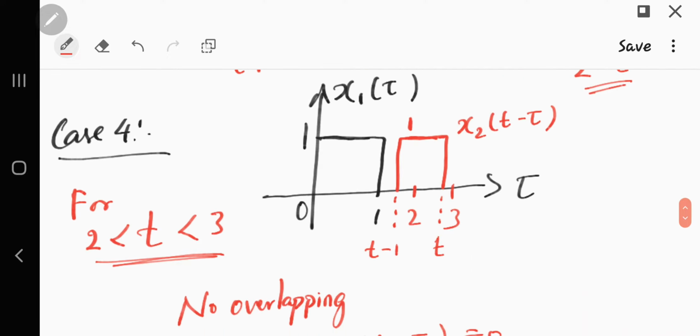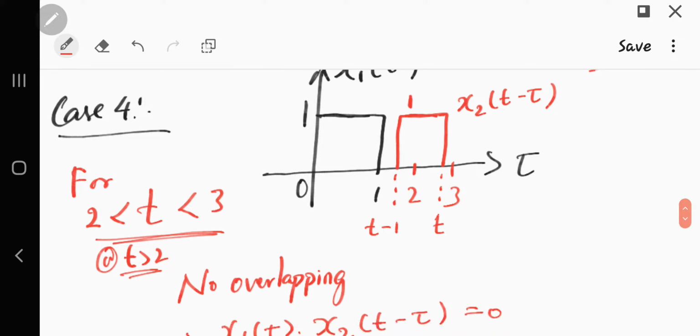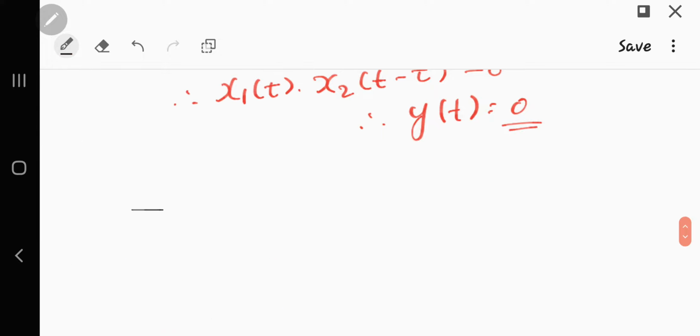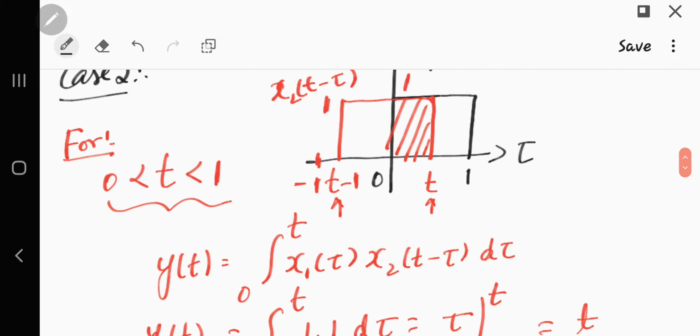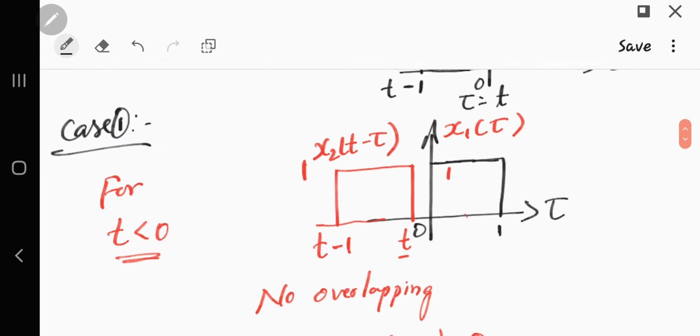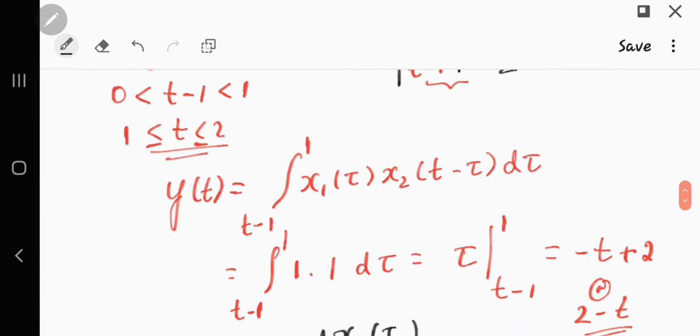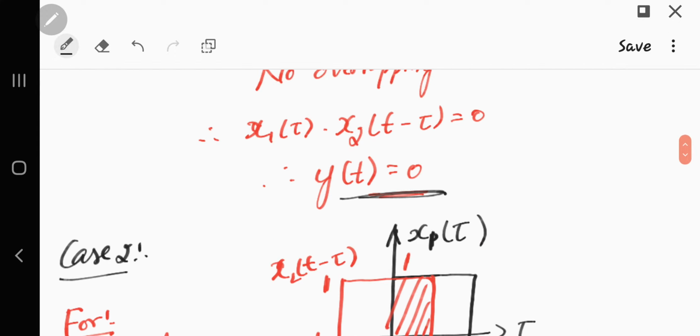Now for values of t greater than 2, there is no overlapping. So we can conclude like this, and summarizing all the values of y of t, we can write the final answer. Y of t is equal to, so we have different cases here with different limits. So in the first case, for t less than 0, there is no overlapping. Y of t is 0. You can see this, y of t is 0 for t less than 0.